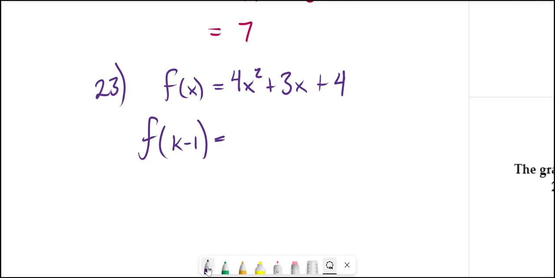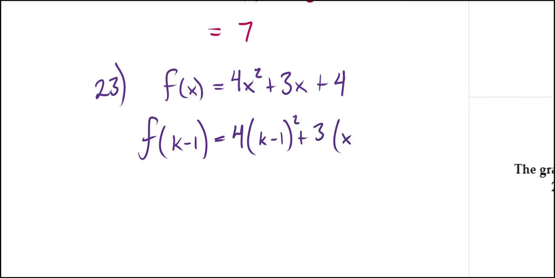For 23, we have something just slightly trickier. We are still doing a substitution. Instead of x, they want the expression k minus 1 plugged in. So we just take our rules for f of x, which say take the thing and square it, times it by 4, add that to 3 times the thing, and then add 4 to that. And we just replace that thing x with a k minus 1. So we want this to say 4 times k minus 1 squared, plus 3 times k minus 1, plus 4. And now we just have to work out this algebra. So if I square this thing, doing that part first, we're going to get k squared minus 2k plus 1.